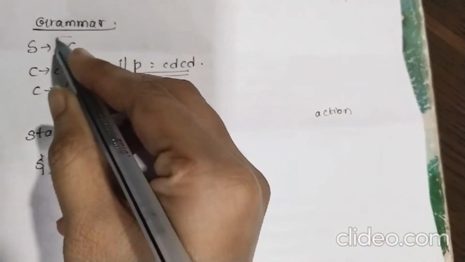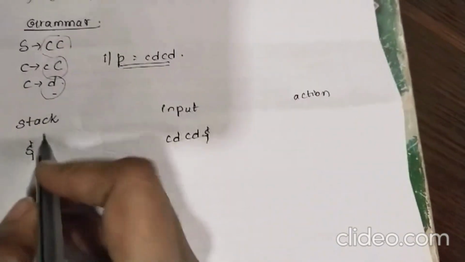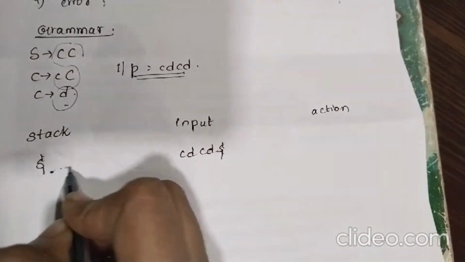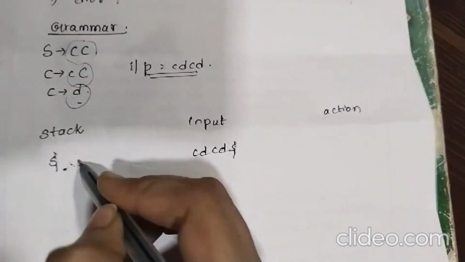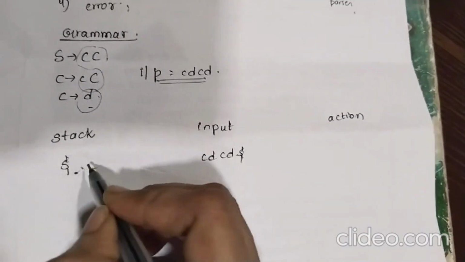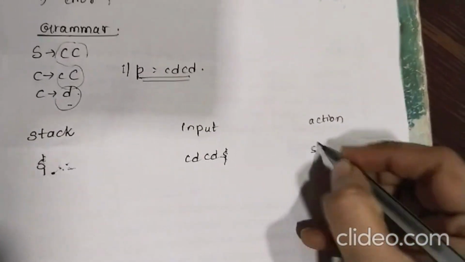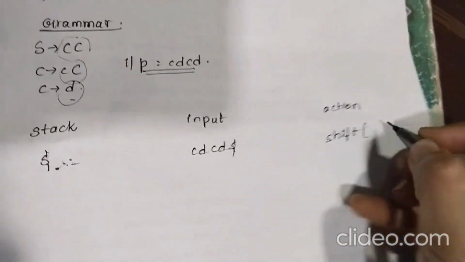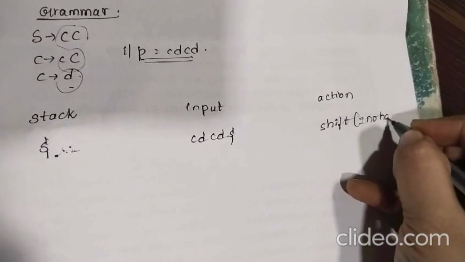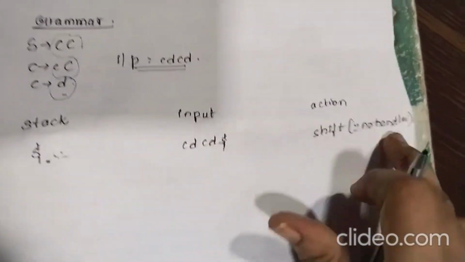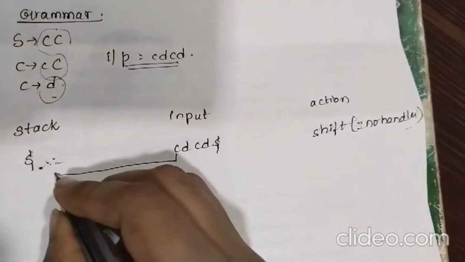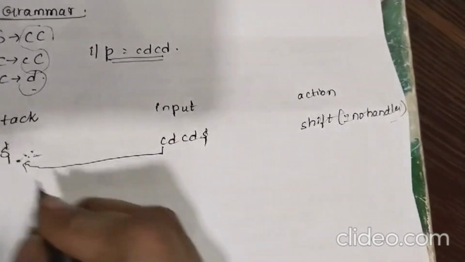Now see, these are the predictions, right? These are the right side elements. Are there any RHS elements in this stack? Are they present? No, right? No handles. So we need to perform shift, since no handles means no RHS elements in the stack. So we are performing shift. Shift means what? You need to shift this element here.